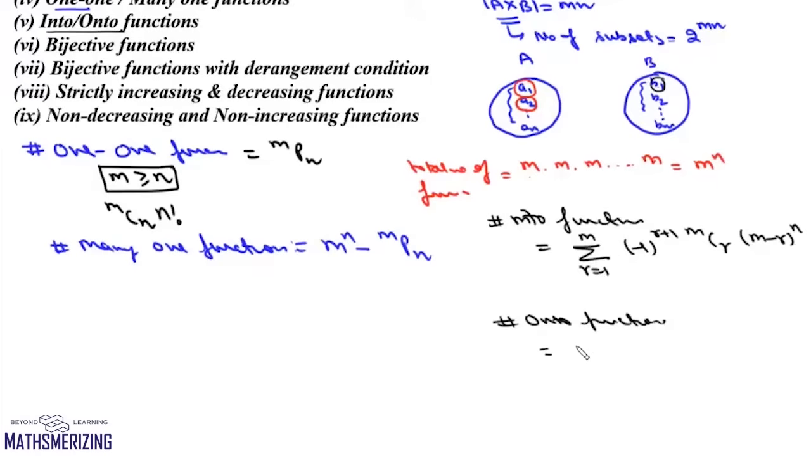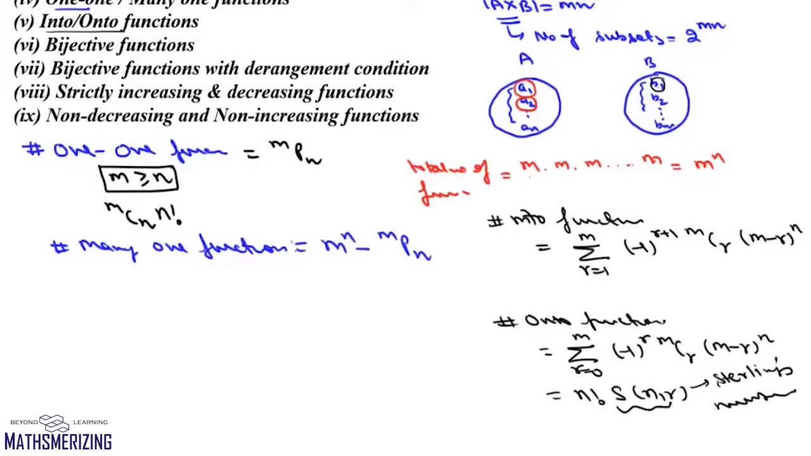And if we have to find the number of onto functions, then the number of onto functions is given by summation r varies from 0 to m, minus 1 to the power r, mCr, m minus r to the power n. We can also write the number of onto functions as factorial m into S(n, m), where S(n, m) is Stirling's number of the second kind. Now we'll come to the number of bijective functions.